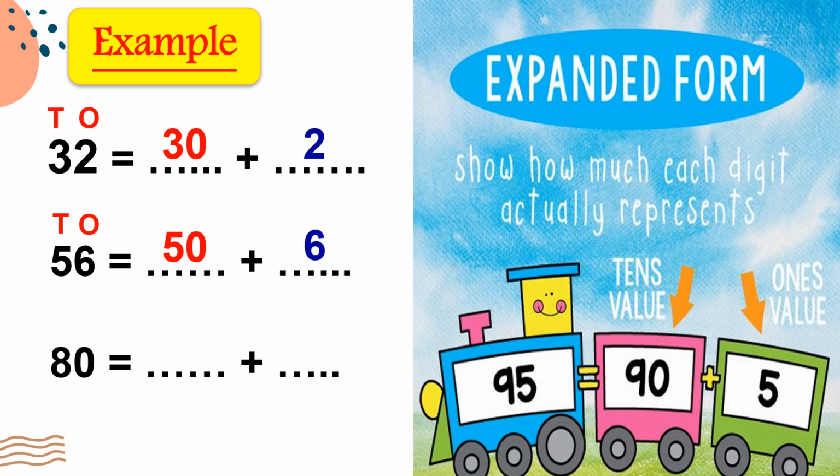The last one, I have 80. I will put ones and tens. 0 is ones, I will put 0. And 8 is tens, I will put 8 with 1 0. So 80 plus 0 equal 80.